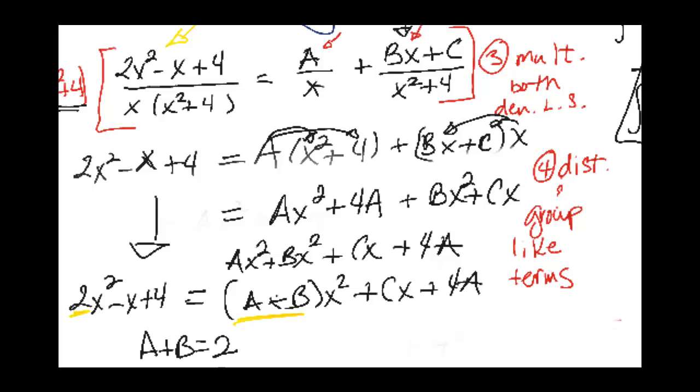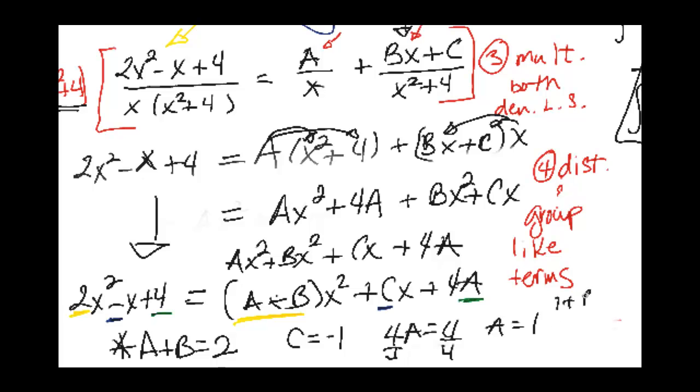The next equation, setting the coefficients of this x equal to the coefficient of that x. If there's no number there, it's a negative 1. You know that c equals a negative 1. And then finally, the numerical values, setting those two equal to each other, we get that 4a equals 4. If we divide both sides by 4, we get a equals 1. So if a equals 1, and I plug into this equation over here, I get 1 plus b equals 2, or b equals 1 as well.